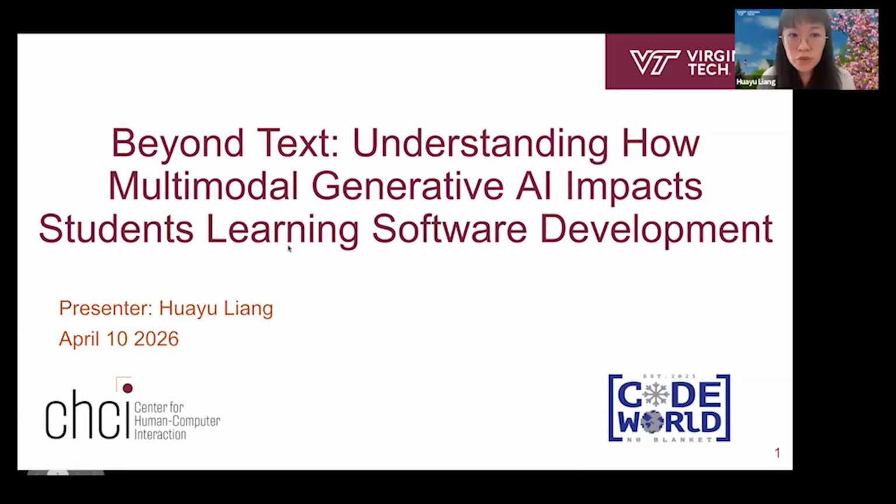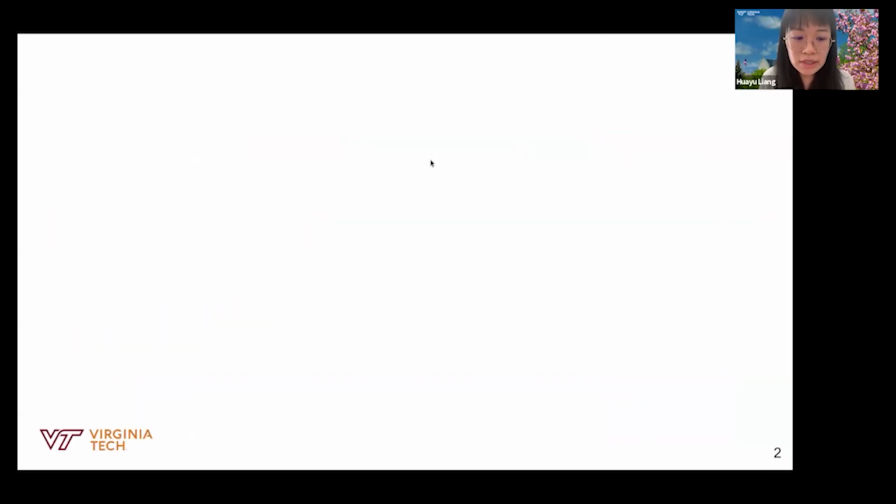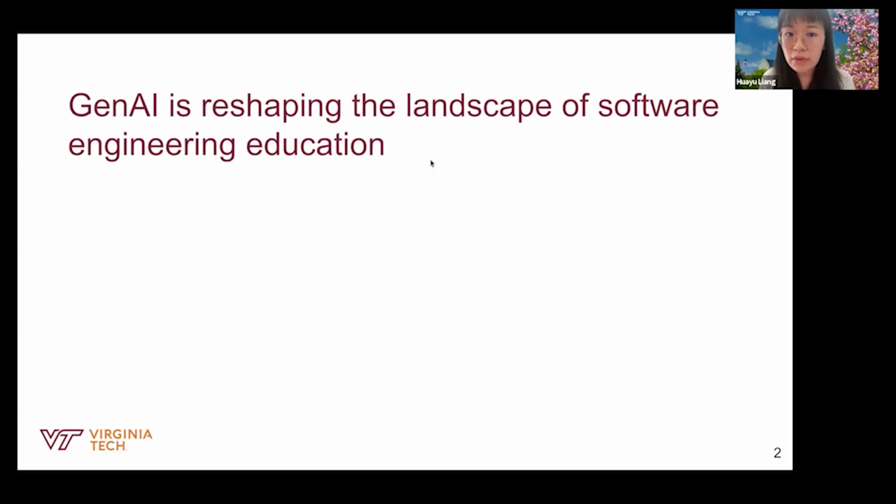So today I'm going to share one of the works I'm currently working on, called Beyond the Text: Understanding How Multimodal Generative AI Impacts Student Learning in Software Development. Since the first generation of ChatGPT was launched in late 2022, this generative AI tool has transformed how we think and learn about CS and software engineering education.